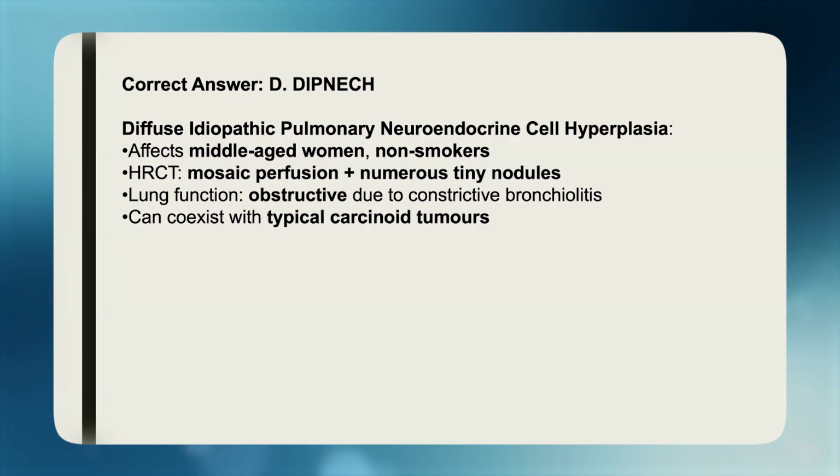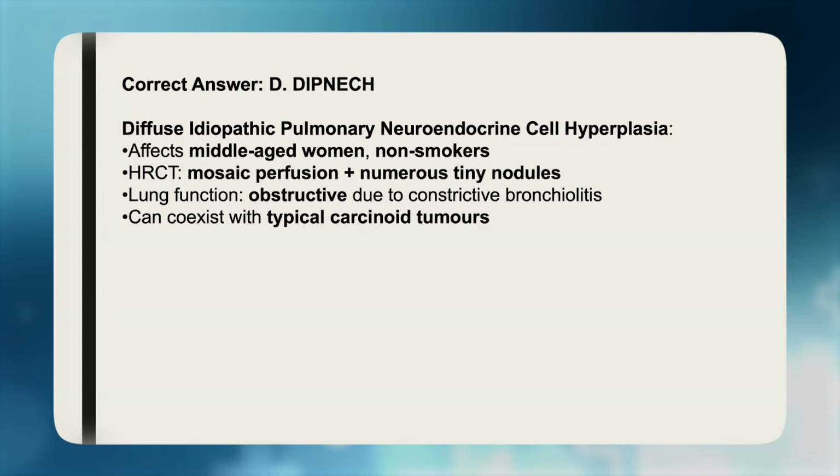The clue is middle-aged woman, non-smoker, and mosaic pattern with numerous tiny nodules. It can cause obstructive to restrictive lesions as well. So constrictive bronchiolitis is possible, and it can coexist with a typical carcinoid tumor also. So it's diffuse idiopathic pulmonary neuroendocrine cell hyperplasia: middle-aged non-smoker woman with mosaic pattern.